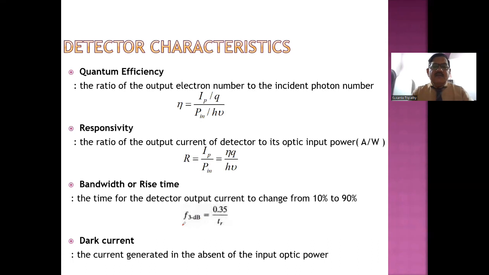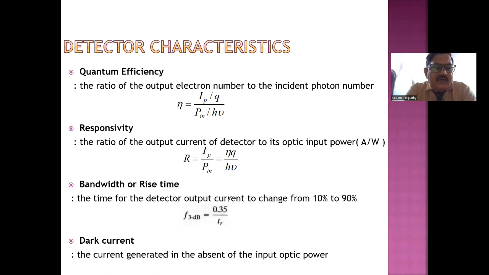Similarly, the responsivity is again decided by this ratio, this I divided by P in. This is somewhat related to this quantum efficiency. So this is in fact the ratio between this photocurrent and the input optical power. And the bandwidth or the rise time, which we have discussed while discussing this LED. So f3dB is equal to 0.35 over T_R.